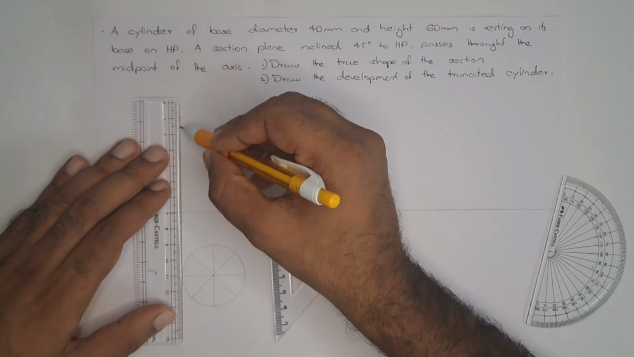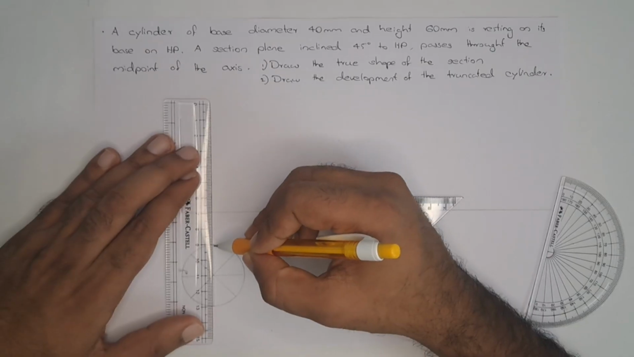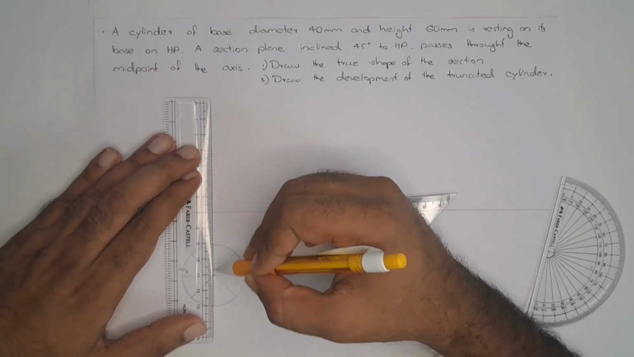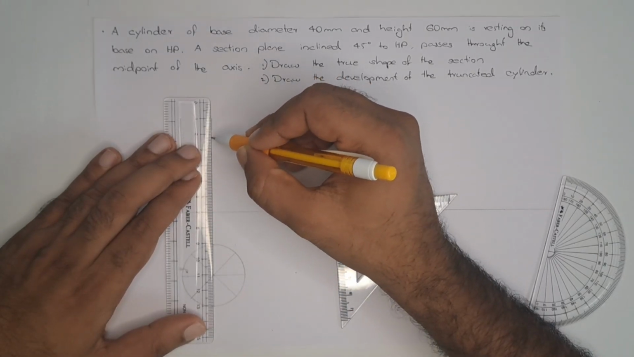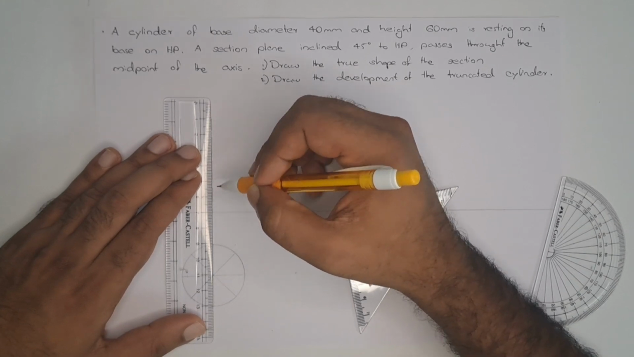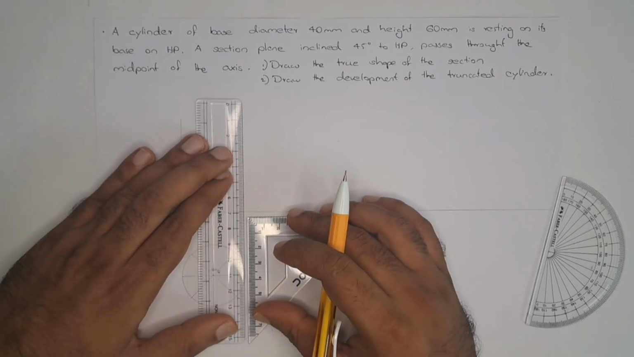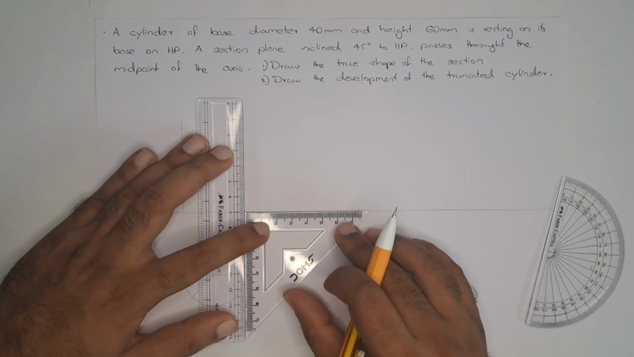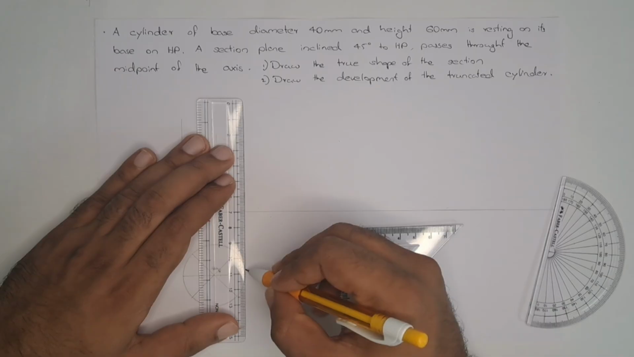We can mark the line here. With the help of these two lines and points, we can mark the 60 here. So this will be the axis. The last line over here.